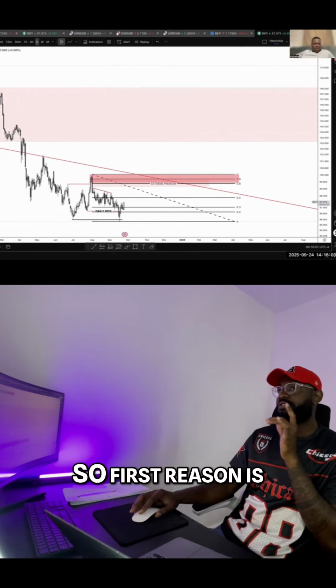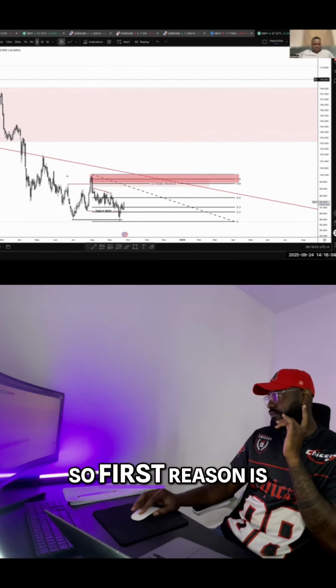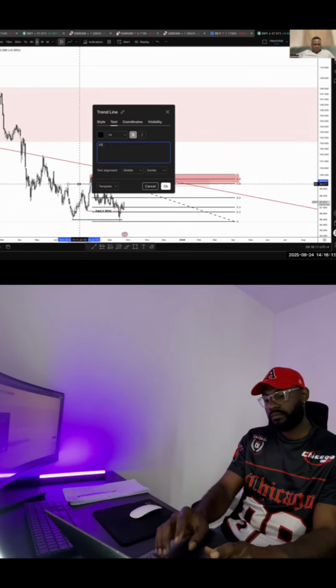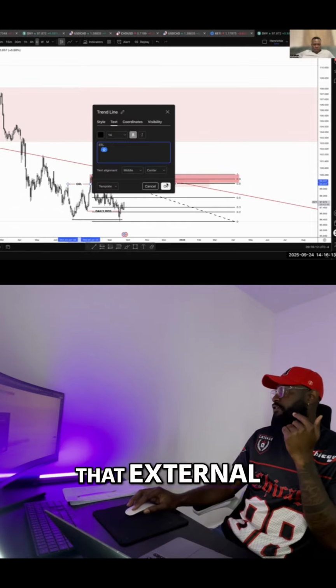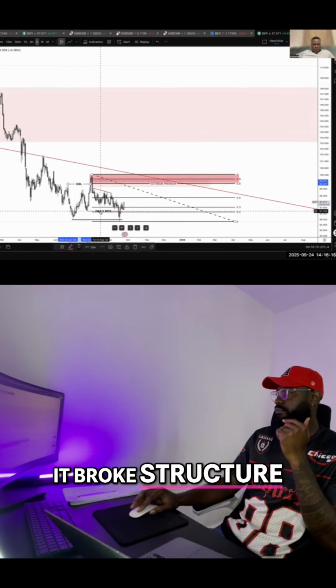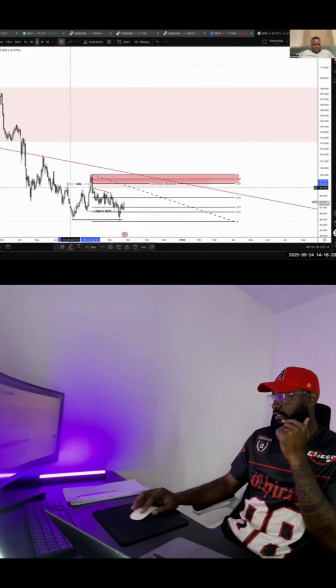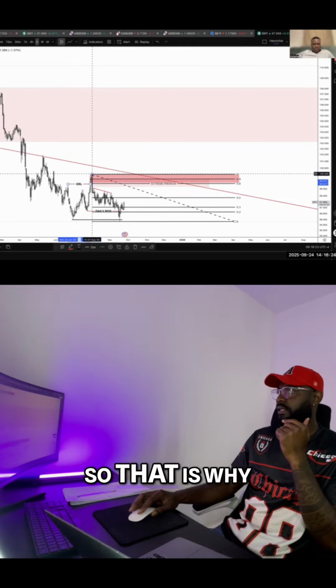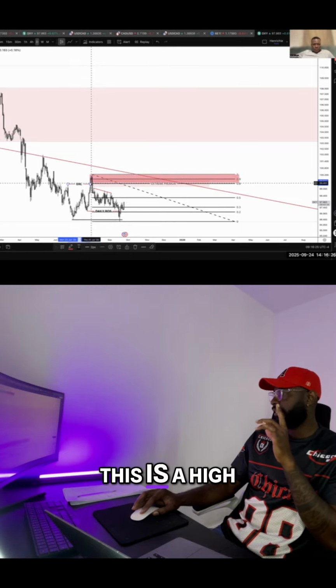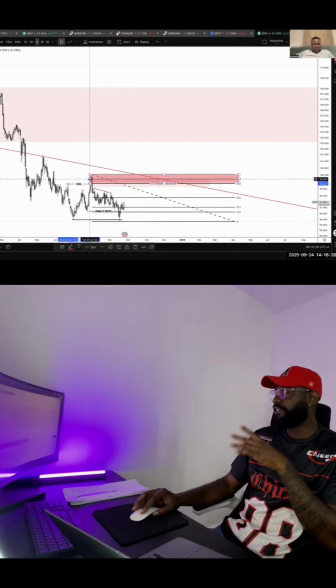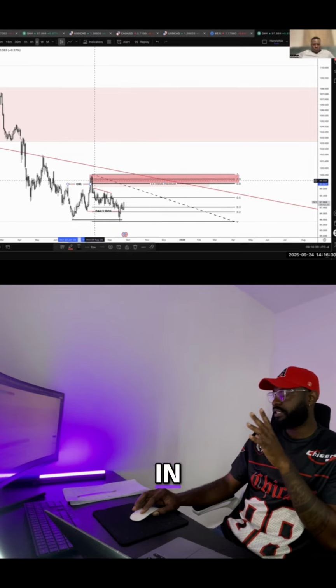So the first reason is because this was the high that took external range liquidity from here. And after it took that external range liquidity, it broke structure on the daily time frame. Took liquidity, broke structure. This is the area. So that is why this is a high probability area of interest that I'm interested in using to sell.